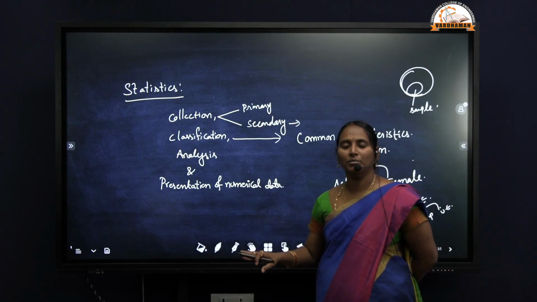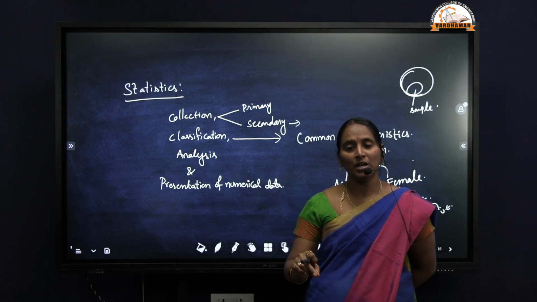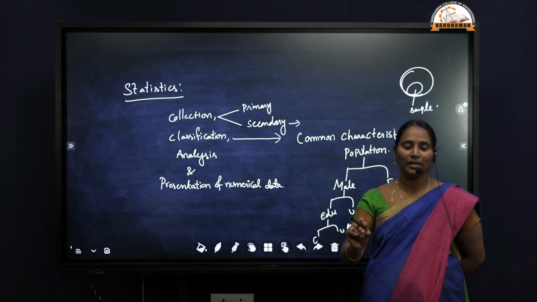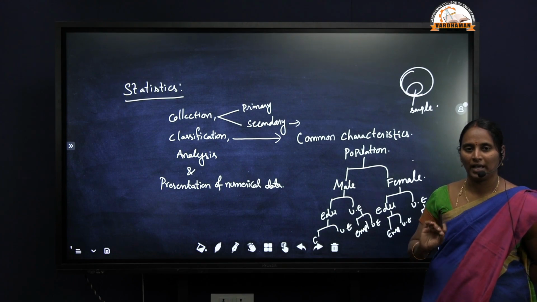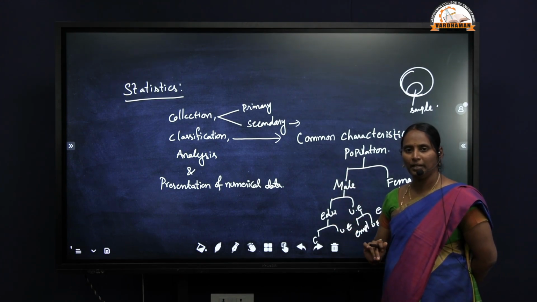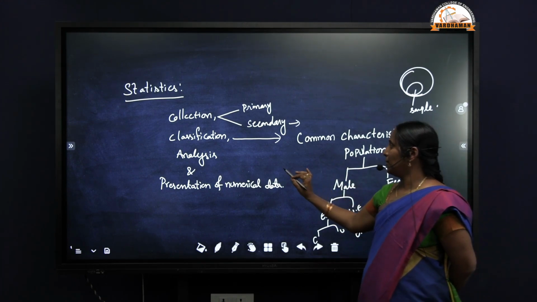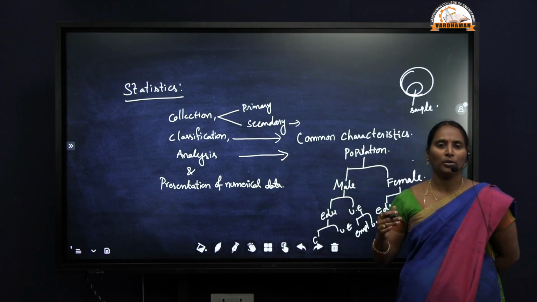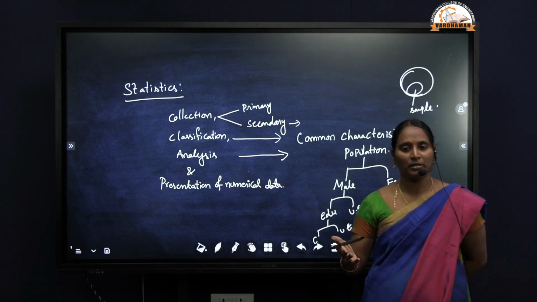So what happened here is we arranged the data into groups or classes according to their common characteristics. This is what we call classification. Now let us see the third step, analysis. It depends upon the problem. We define the analysis based upon the problem.